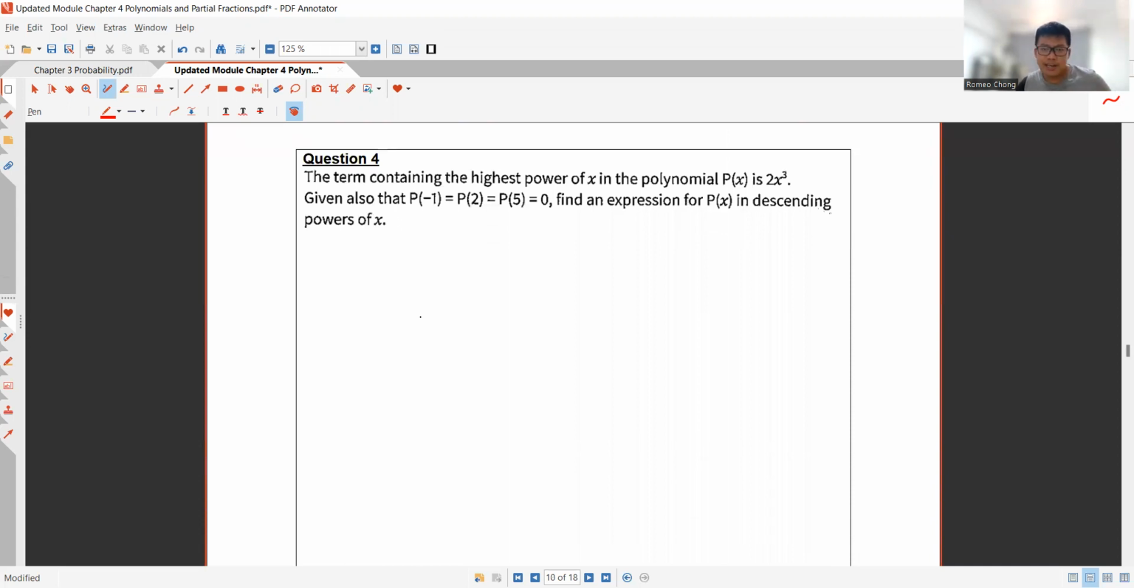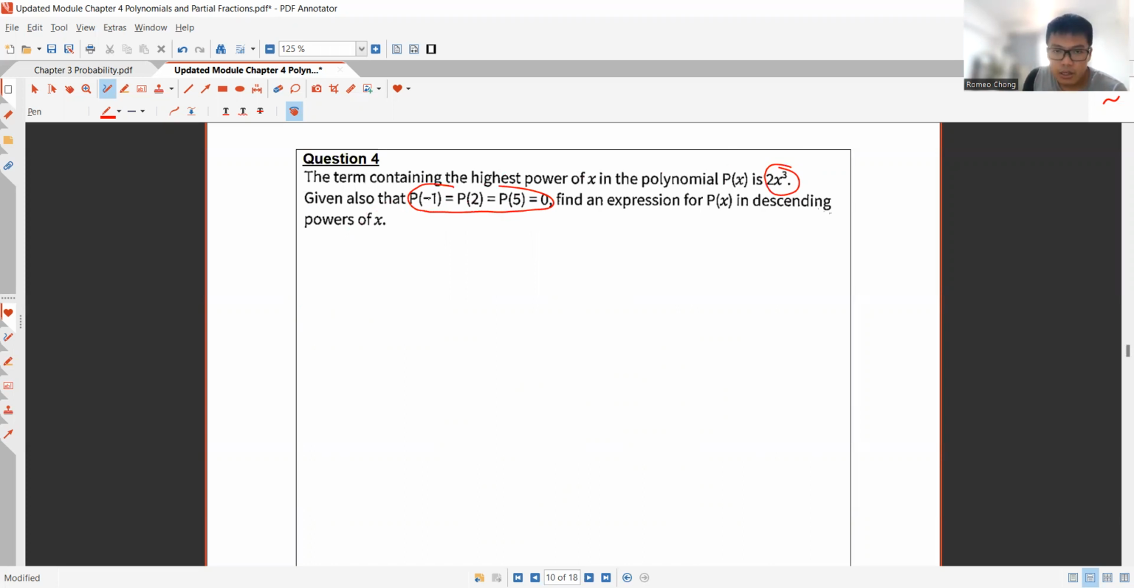The term containing the highest power of x in the polynomial is given by 2x cubed, meaning that this will be the highest power term. That means you still have your something x squared, something x, and then a constant. Okay, and this is very important information. All of these are factors of this polynomial.